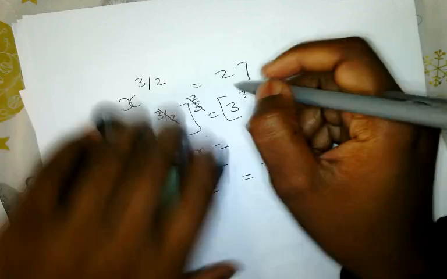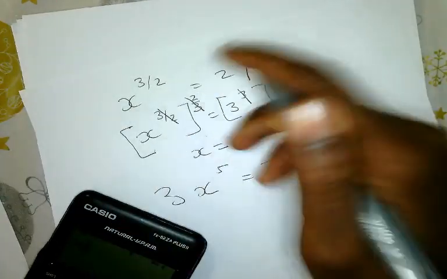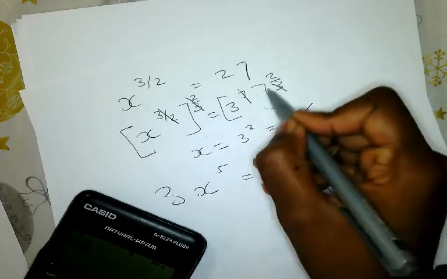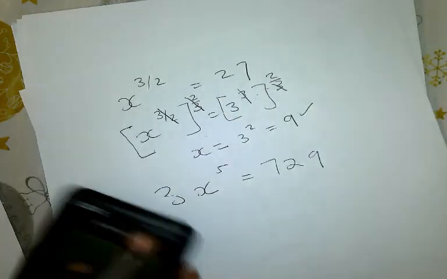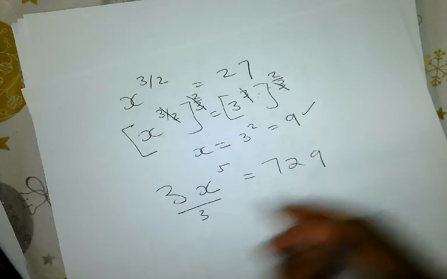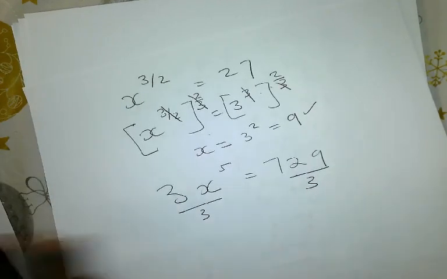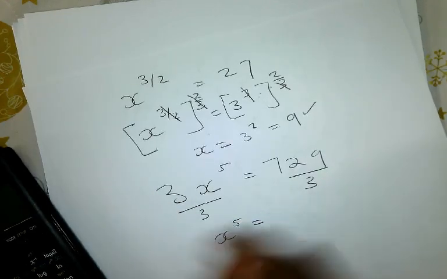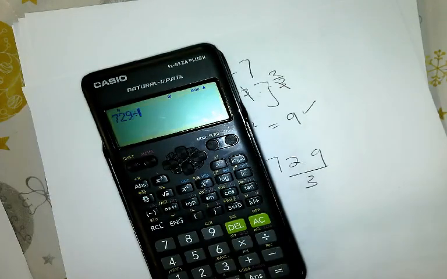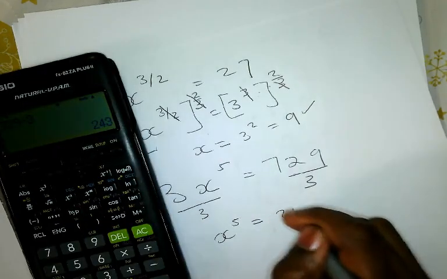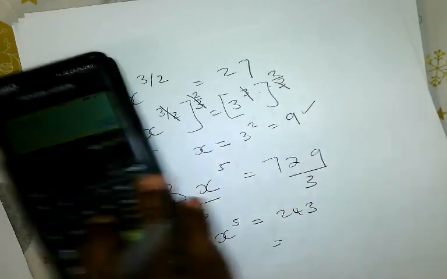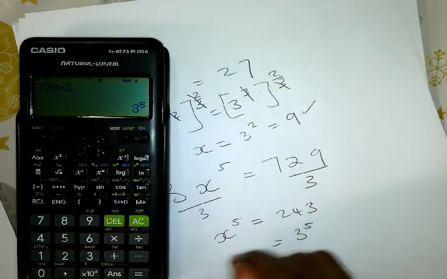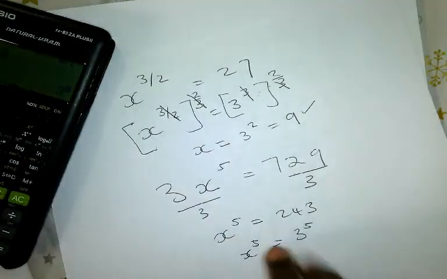What do we do here? First, get rid of the 3. 243. Make this a prime base. 3 to the power 5. So in this case, we can do the same thing. If the bases are the same, we drop the bases and equate the exponents. But if the exponents are the same, we can drop the exponents and equate the bases. So meaning x is 3.